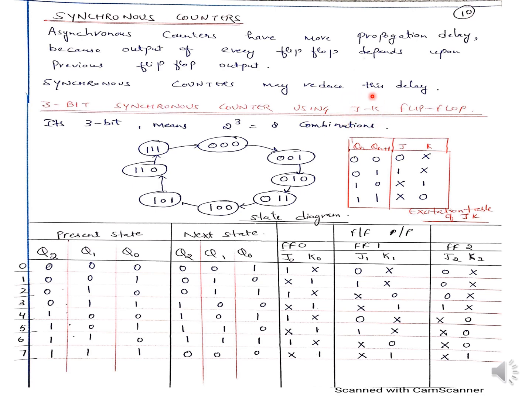Synchronous counters, we can design using any flip-flop. I have used JK flip-flop. You can use T flip-flop, D flip-flop, or SR flip-flop. Any flip-flop you can use. In exams as well, any flip-flop can be asked. So I will show you how to do it with the JK flip-flop. In this one, it's 0, 1, 2, 3, 4, 5, 6, 7, so these are total 0 to 7, 8 states.